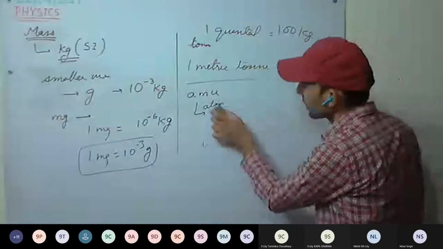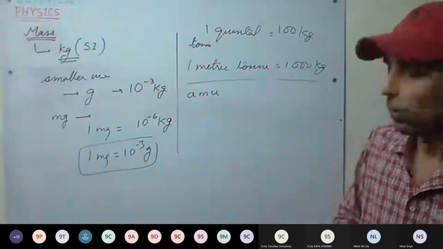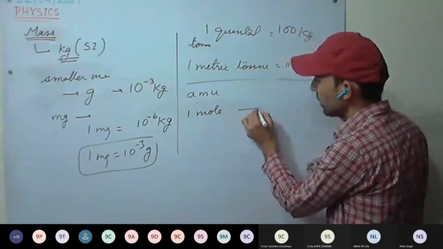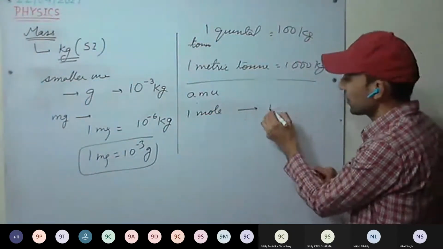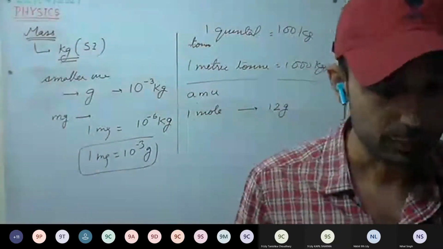Okay. Now, in terms of kg, how are we going to define it? So see here, we all know 1 mole of C12 carbon weighs how much? 12 grams.